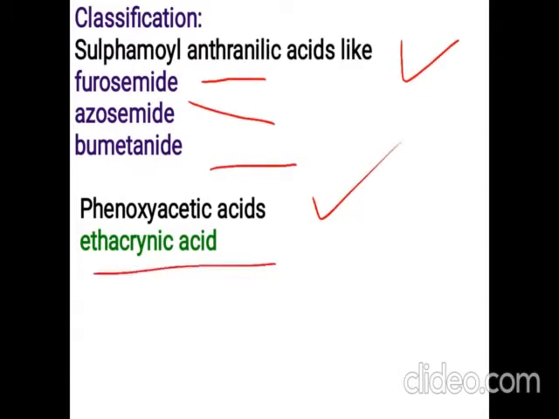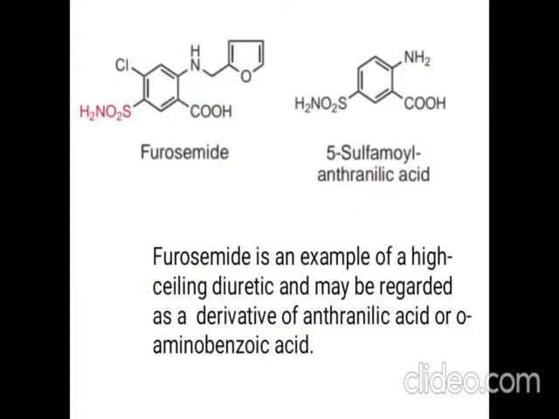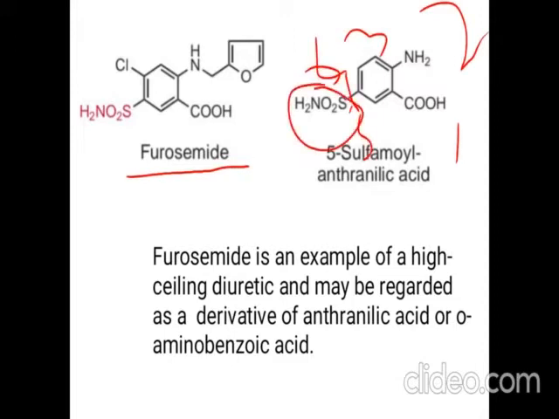and the drug ethacrynic acid is the example of phenoxyacetic acid diuretics. Okay, so this is the structure of furosemide. They come under the class of 5-sulfamyl anthranilic acid. So this is 1, this is 2, this is 3, this is 4, and this sulfamyl is present at the 5th position, so it is called 5-sulfamyl, and this is a benzene ring along with the NH2 and COOH, it is called anthranilic acid. So it is called 5-sulfamyl anthranilic acid.